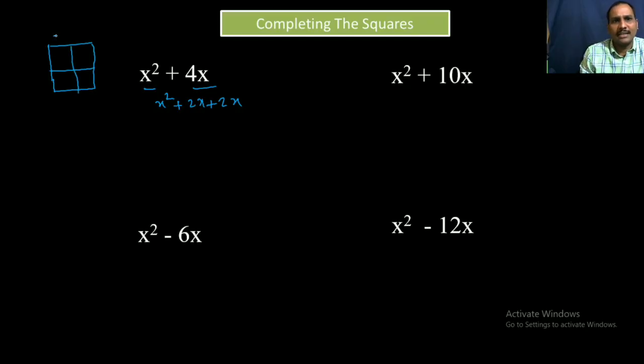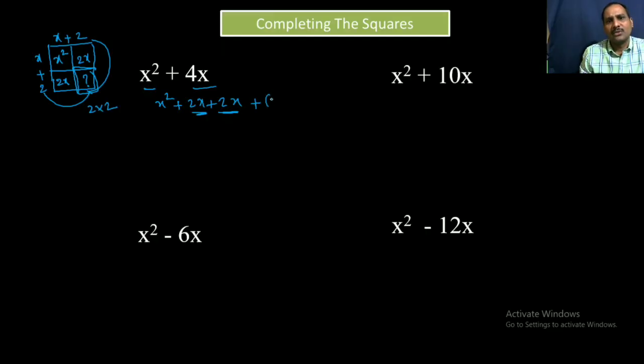Let us say this is x and 2. So x plus 2, this is x and 2, this is x plus 2. So this part is there, x square. Now 2x, this is also there. Next 2x, so this part is also there. So what is missing? This part. What is this? 2 into 2, that part is missing. So 2 square is missing.